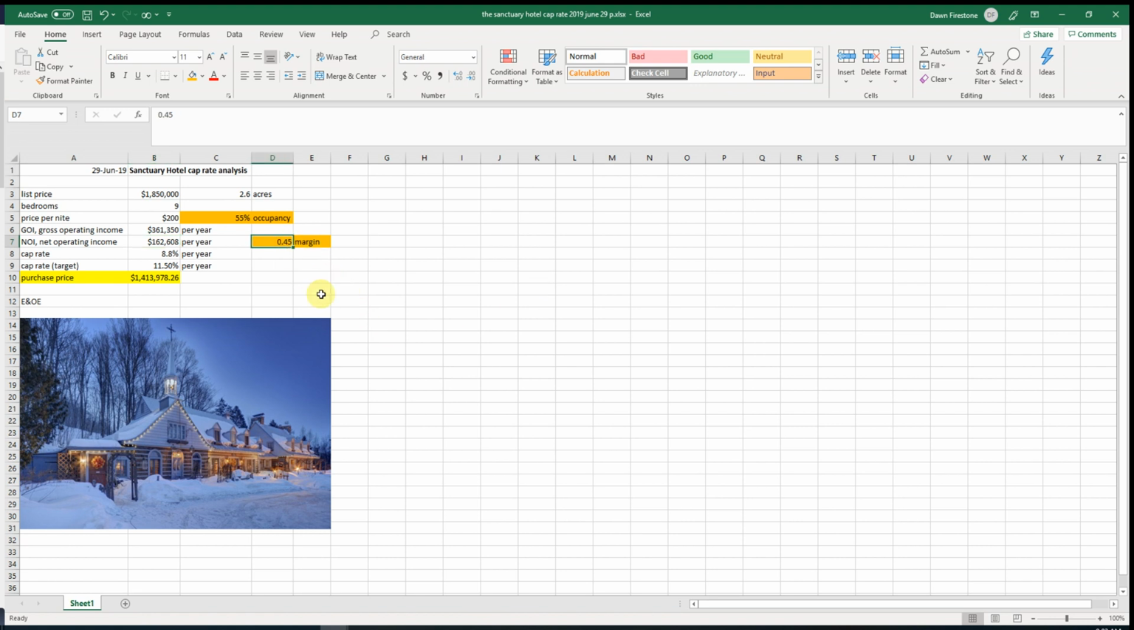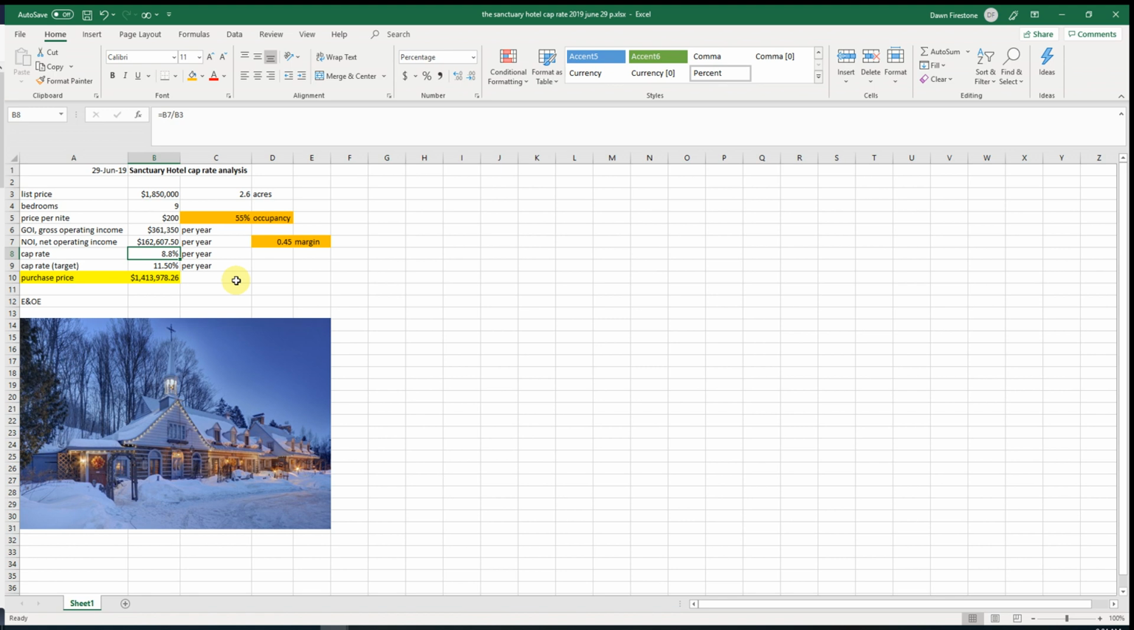Typically, when you're operating a duplex or something similar, your margins are around 0.66, which means that about 34% of the money you collect, your gross operating income, is used for insurance, property taxes, repairs, maintenance, vacancy allowance, everything except your mortgage. But when you're operating a hotel, even a boutique hotel like this one, your margins are quite a bit lower. So I put in 0.45. I reconstructed the net operating income simply as the gross operating income times your margin, and hitting enter gives you $162,000 a year, assuming that you have no mortgage on it.